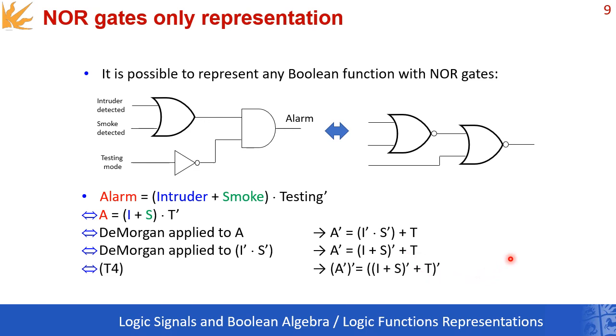Now if you apply theorem 4 and you invert both sides again, you end up in this. The alarm system is equal to a big parenthesis inverted of an OR operation between the testing mode, and the inverted OR between an intruder and a smoke detection.